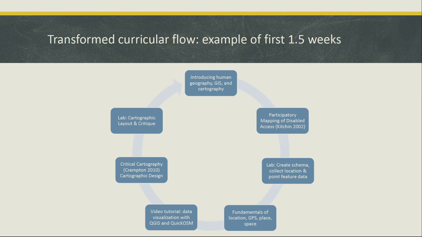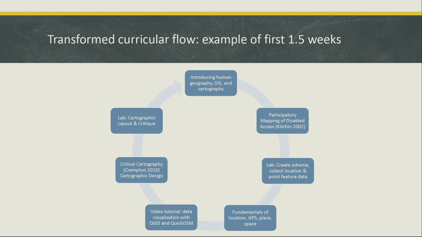Over the weekend, they do a video tutorial in which they download the data they created in the Google Form, and they learn how to visualize that in QGIS. They learn the QuickOSM plugin to pull in data from OpenStreetMap, and they learn some simple visualizations. They also read over the weekend a critical cartography introduction by Jeremy Crampton in his 2010 book. And then on Tuesday, we talk about the fundamentals of cartographic design.